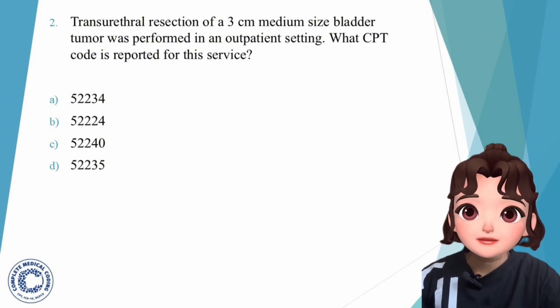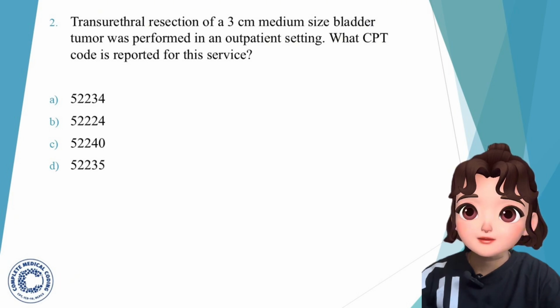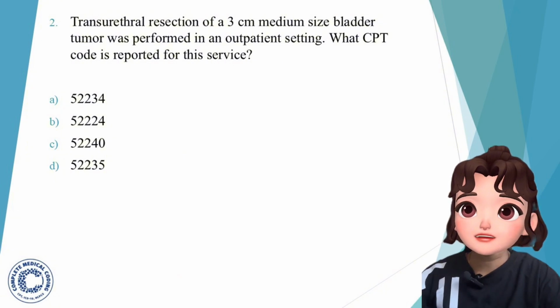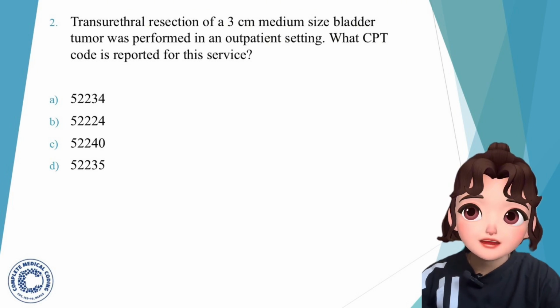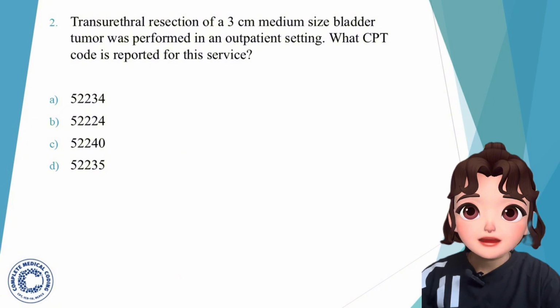Now second question. Transurethral resection of a 3 cm medium sized bladder tumor was performed in an outpatient setting. What CPT code is reported for this service? So here, what is the procedure done? Transurethral resection, and the size is mentioned, 3 cm. It's a medium size. Bladder tumor was performed. So take the first CPT 52234.